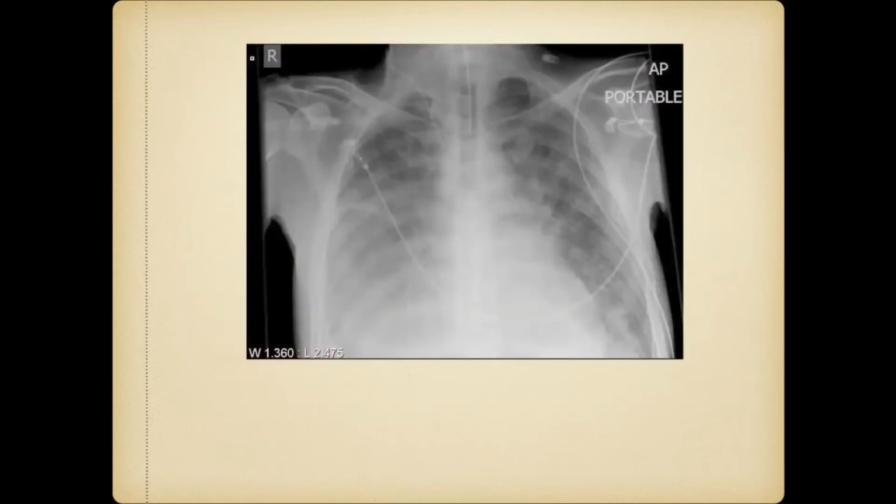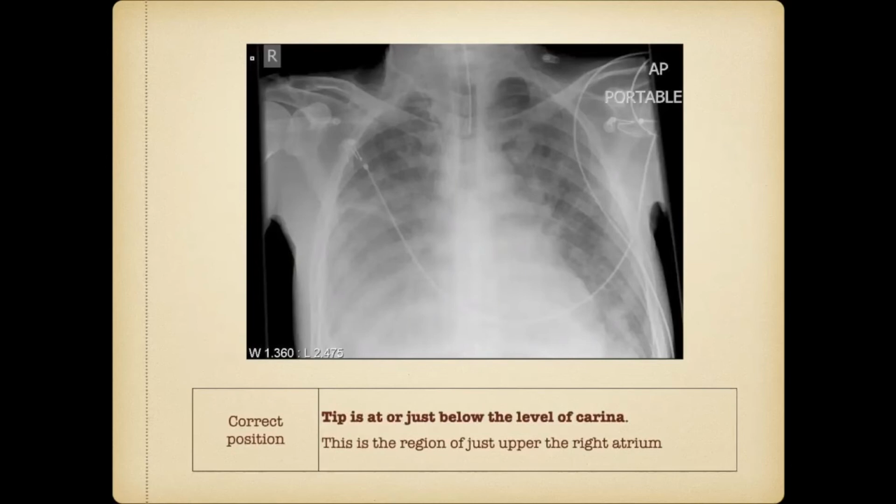So this is an example of a check X-ray with correct tip position, where the tip is at or just below the level of the carina. So this is the carina. This correlates with the region just above the right atrium. So maknanya, kalau dekat SVC tu, it is the lower part of the SVC before entering the right atrium.